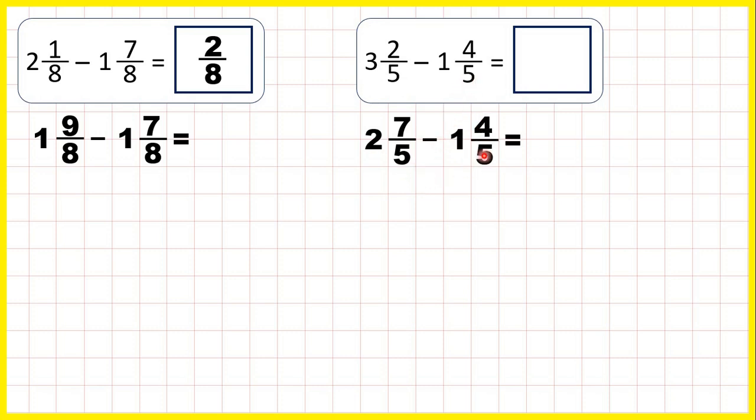When we subtract fractions, the denominator stays the same. 7 minus 4 is 3, and if we look at our whole numbers now, 2 minus 1 is 1, so our answer is 1 and 3/5.